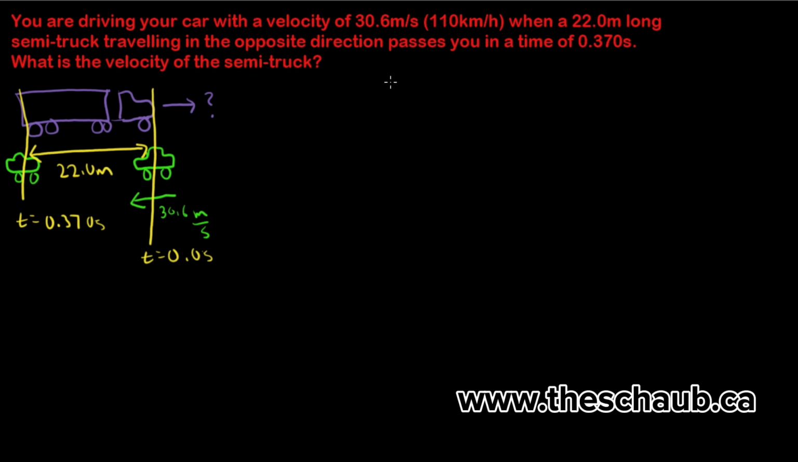Again, we start with our equation for velocity. Velocity is equal to displacement over time. Unlike the first example where we looked at a difference in velocities, in this example, we actually look at a combination of the two velocities. This is because both the velocity of the car and the velocity of the semi-truck combine to cover this extra 22 meters because they're going in opposite directions. So the velocity of the semi plus the velocity of the car equals the displacement covered by the two vehicles in the time it takes to cover it.